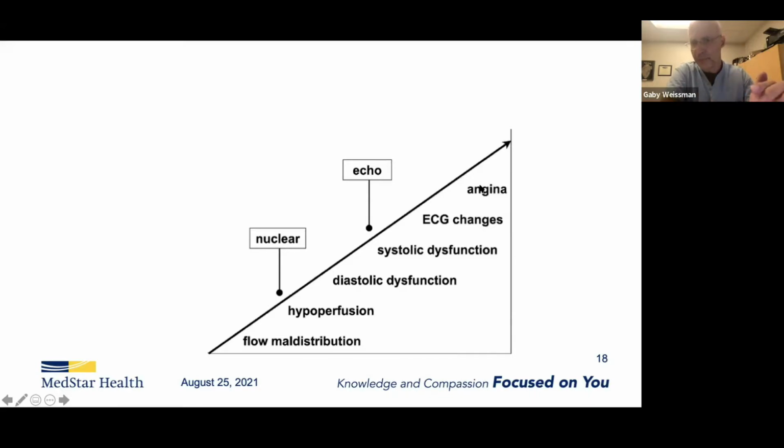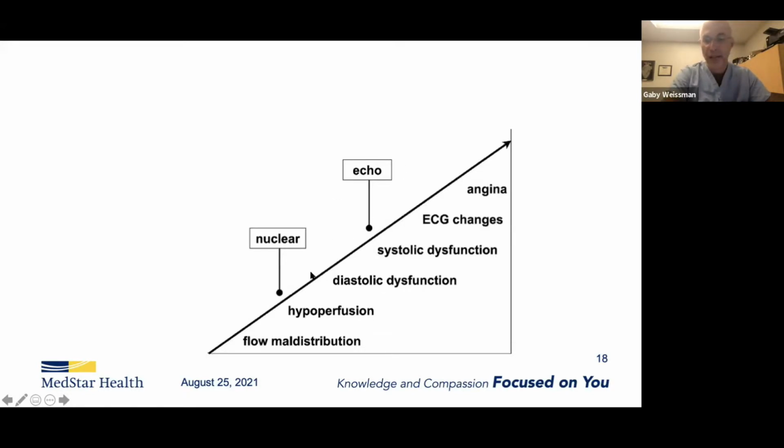So if you think about this cascade and take it as generally having a reasonable underlying hypothesis, how does this impact how we think about things? Well, hypoperfusion is going to be seen best by something that tracks perfusion, and nuclear stress testing, which we'll go over in a moment, is our classic test for that. If you're thinking about systolic dysfunction, well, that's where echo comes in.